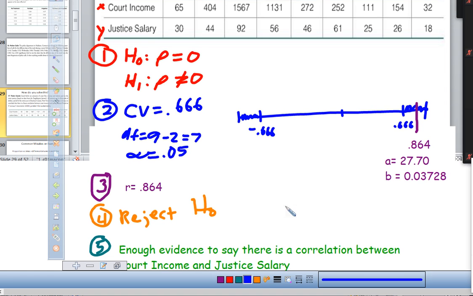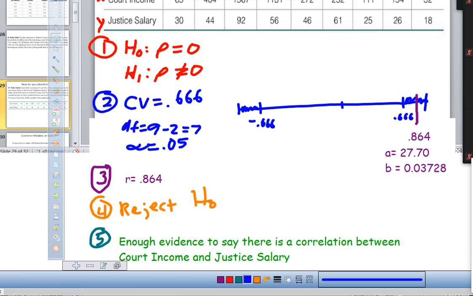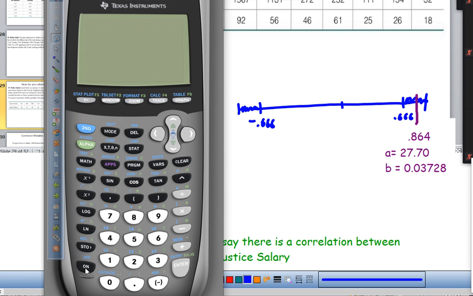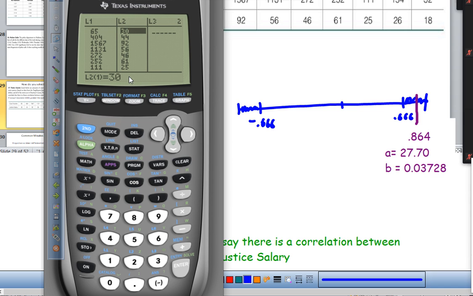Then we're going to bust out our calculator and put my data in: stat, edit, put my data into list 1. My x is in list 1, my y is in list 2. Then double check and make sure your data is correct, because it's really easy to mistype it. Make sure you have them all and you don't have anything extra, because extra data will also give you an error.